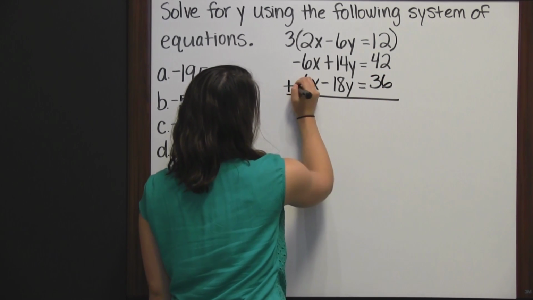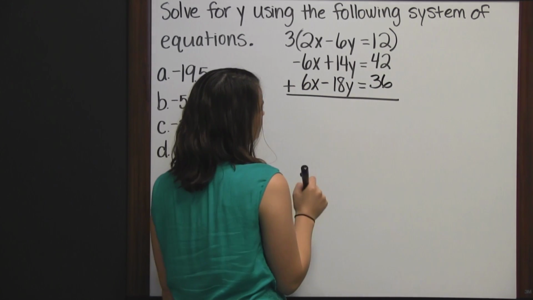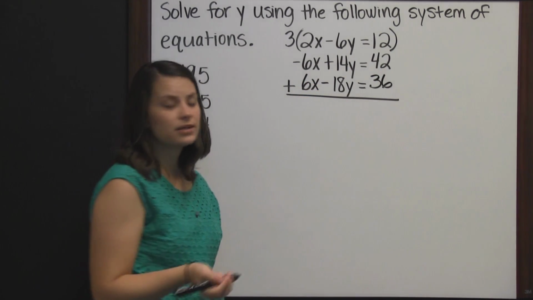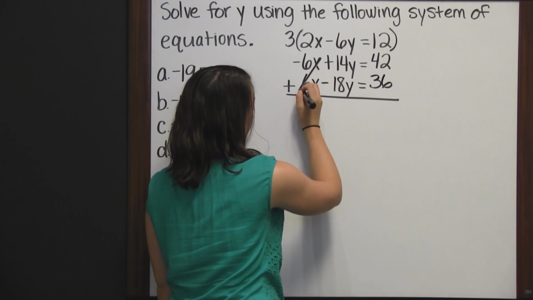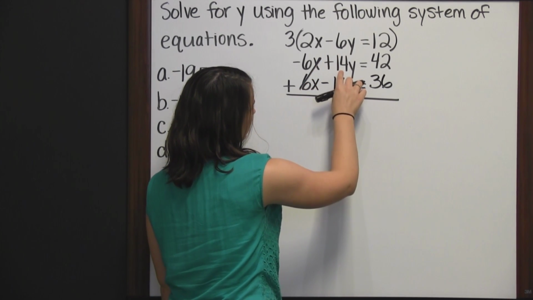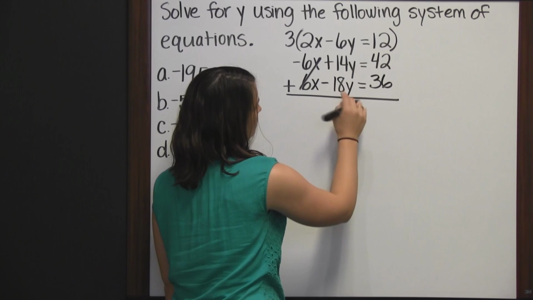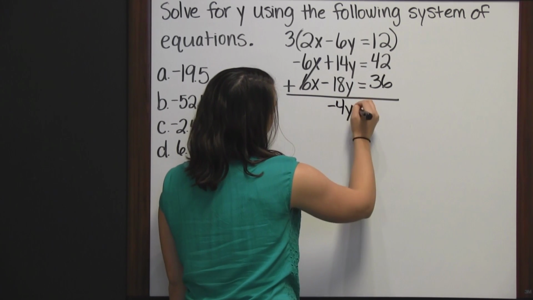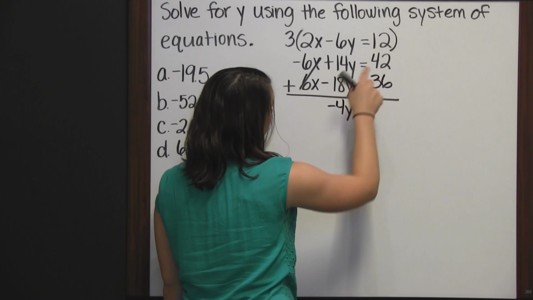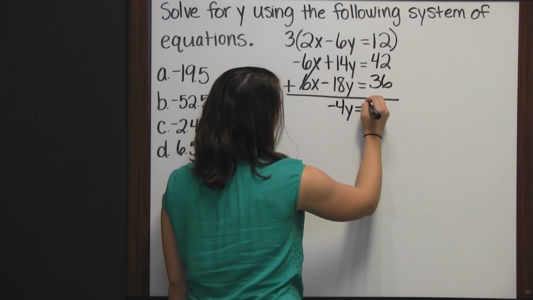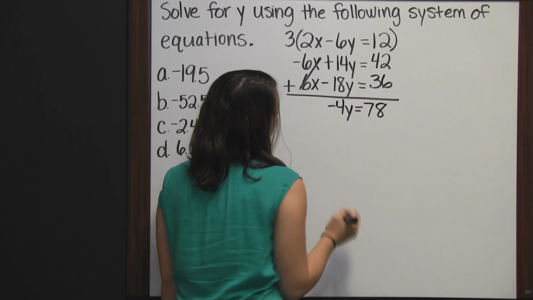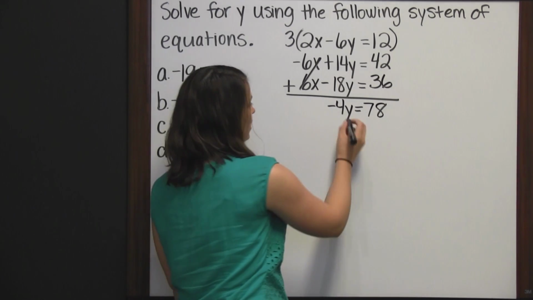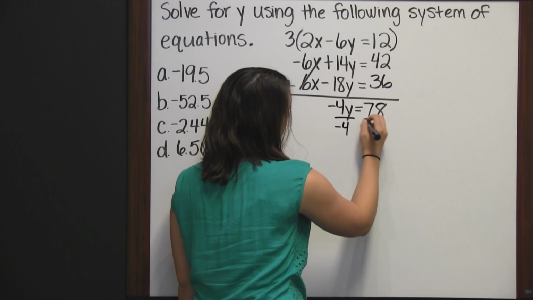Now I'm just going to add these two equations together. Negative 6x and 6x is 0. They cancel. 4y and negative 18y is negative 14y. Bring down the equals. 42 plus 36 is 78. Then to solve for y, I need to divide both sides by negative 14.